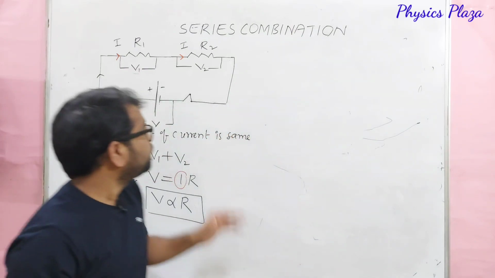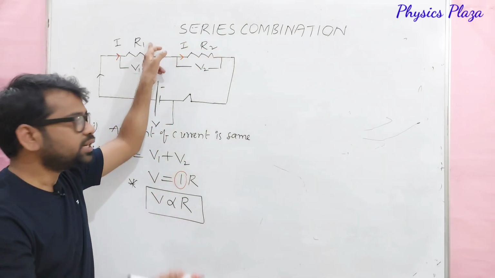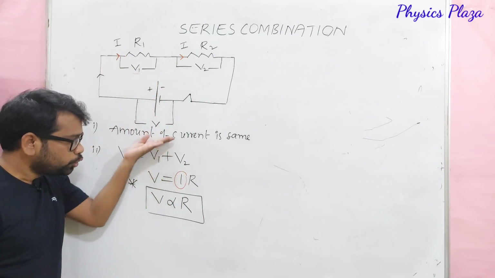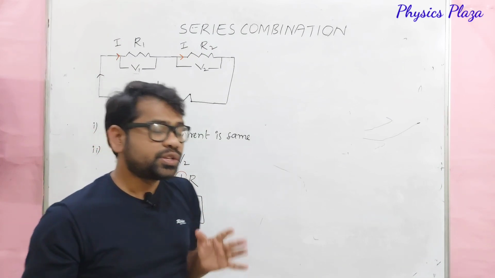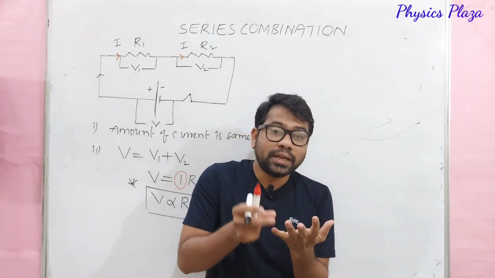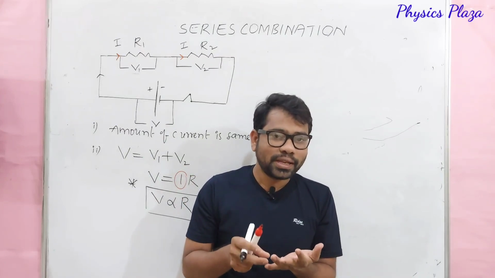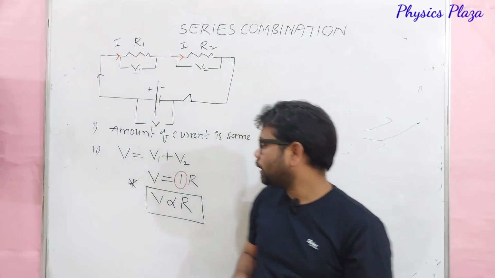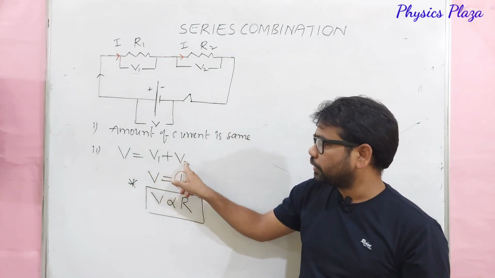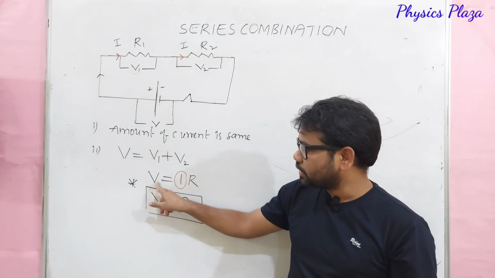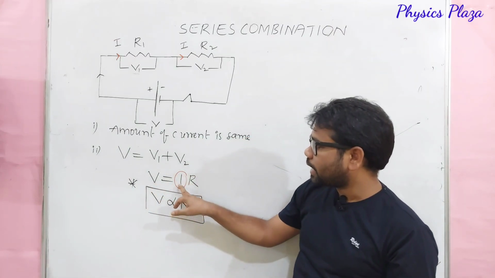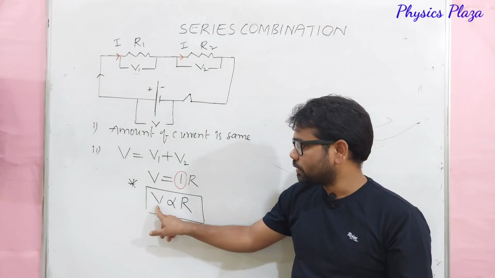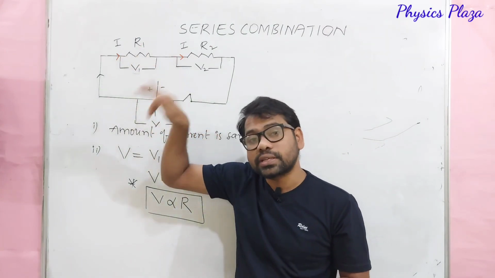It's very important. Suppose if R2 is greater than R1, then obviously V2 is greater than V1. So these are the two conditions which we should remember. Children, in series combination, first point, the current through the resistors is the same, whereas the potential difference is divided among the resistors, so that V is equal to V1 plus V2. According to Ohm's law, V is equal to IR, and in a series connection, as I remains the same, I is a constant, so V is proportional to R, which means the potential difference is more across a resistor whose resistance is more.